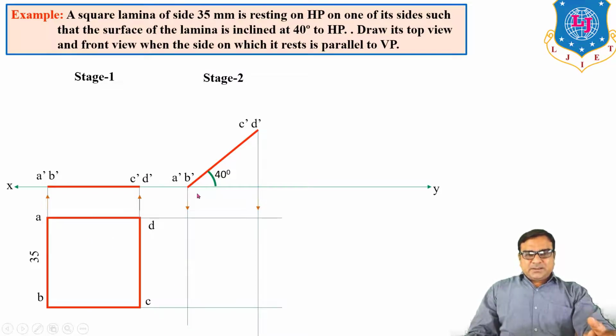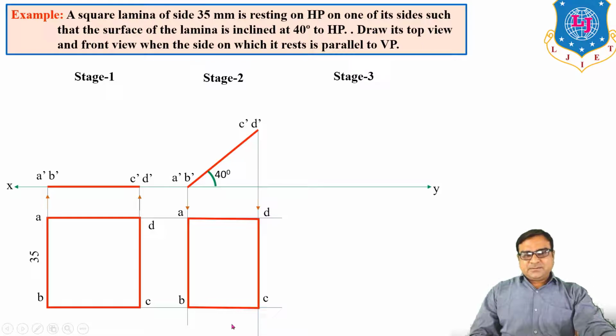Now here the vertical line from A dash and horizontal line from A intersect at this point. So this point is known as small a, the top view. The vertical from B dash and horizontal from B give small b. The vertical from C dash and horizontal from C intersect at c, and the vertical from D dash and horizontal from D give d. So join a, b, c, d, which is the top view.